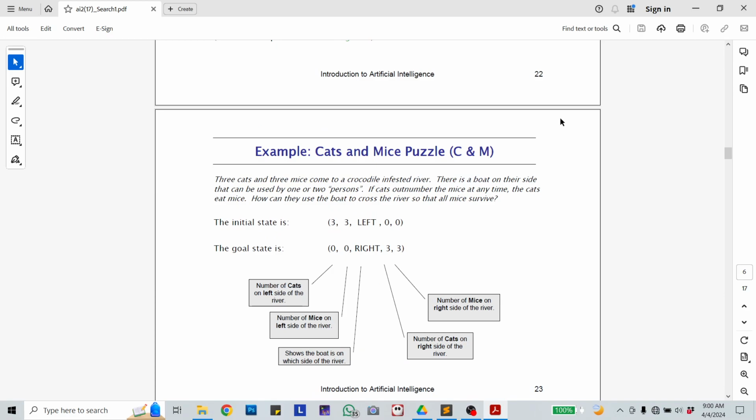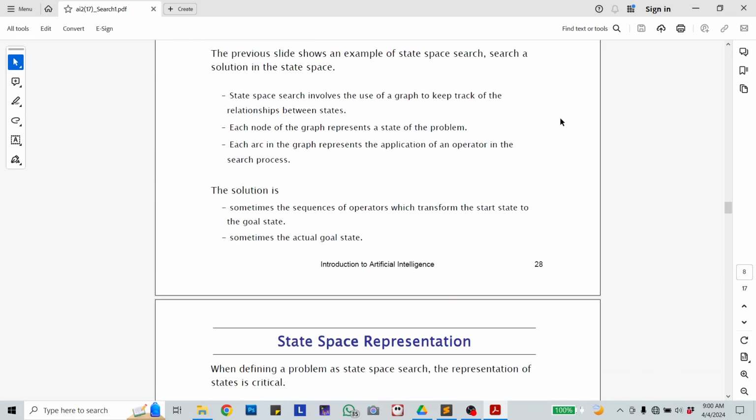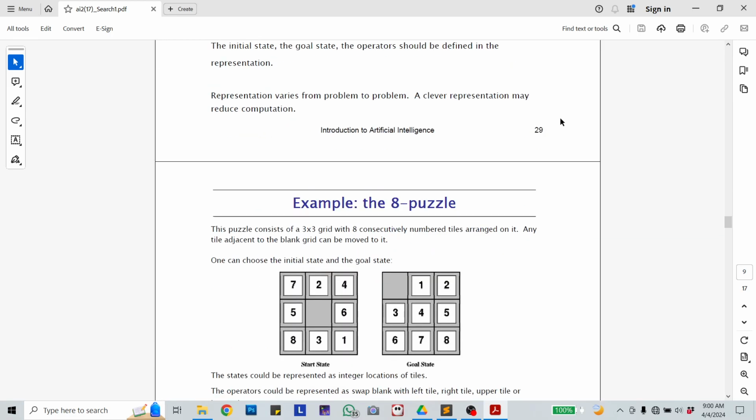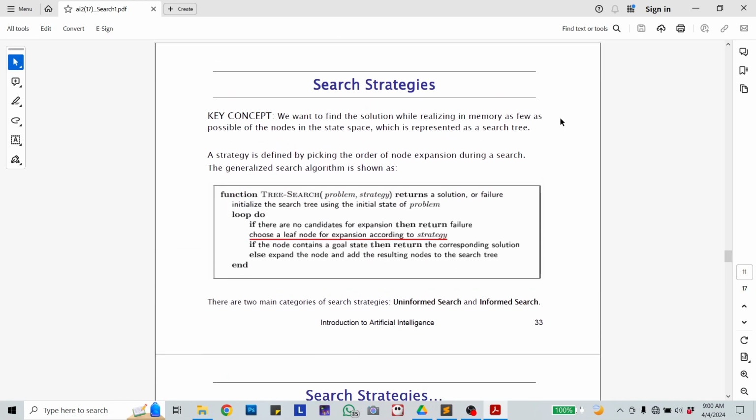And quickly, we'll move into the strategies that are available. Yes, so let me go to the search strategies. We have the key concept, and that is to find a solution while realizing in memory a few possible nodes. So when it comes to search, we are trying to carry out a problem solving technique that would involve some decisions to be made.